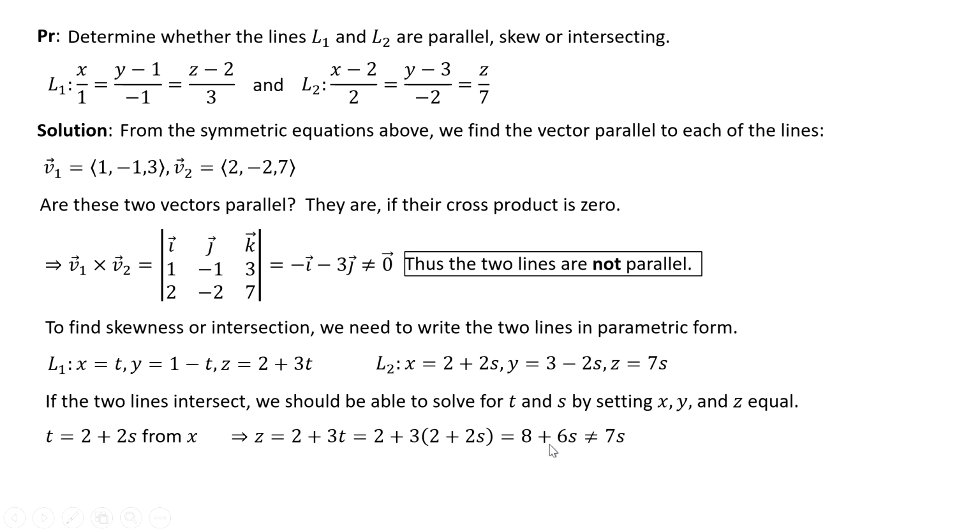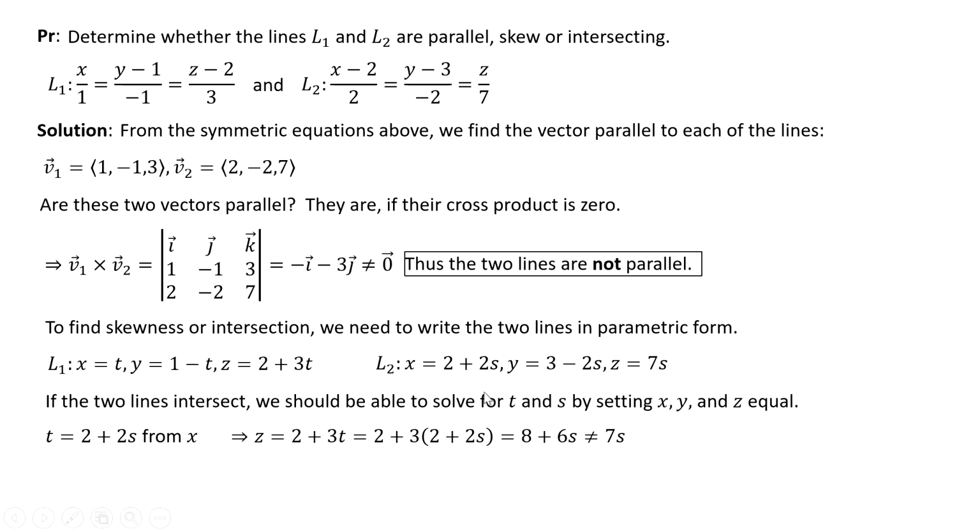Is 8 plus 6s equal to 7s? Nope, it's not. Guess what? The lines must be skew. So they do not intersect. Or maybe I should put it that way. The fact that when we took this t and figured out what z ought to be from the first line by substituting for t in terms of s, what we get for z from the first line is not the same as the z for the second line. And notice they are both in terms of s only.